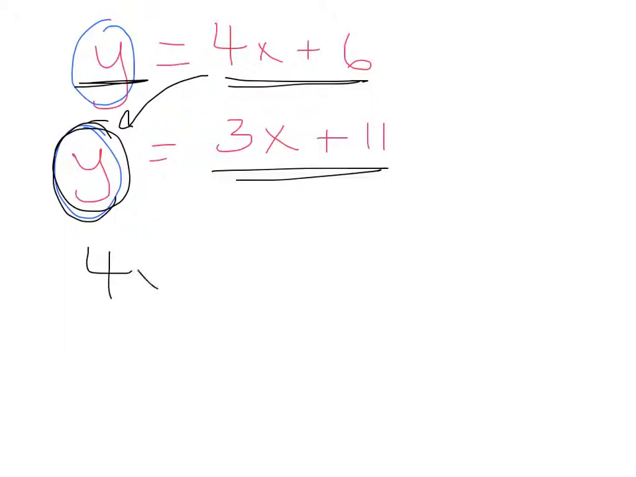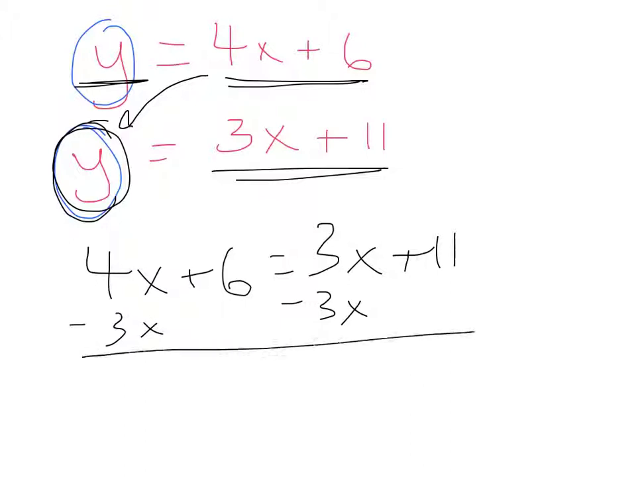So you could have 4x plus 6 equals 3x plus 11. I can subtract 3x from both sides. I'm left with x plus 6 equals 11. I subtract 6, and x equals 5.